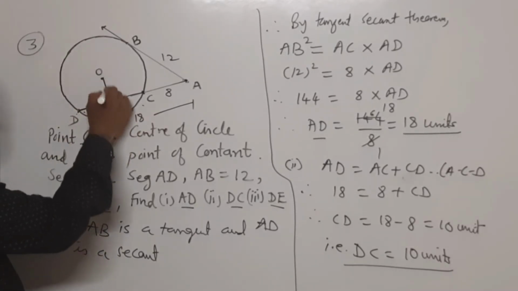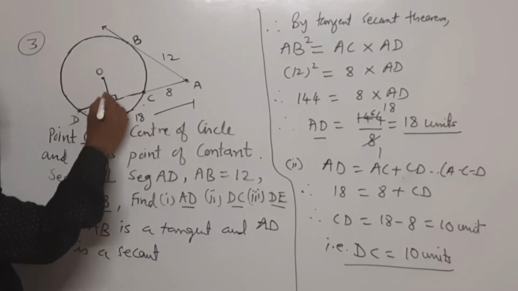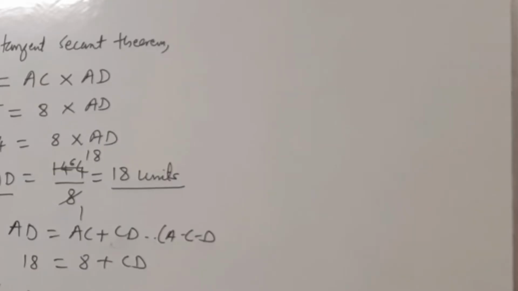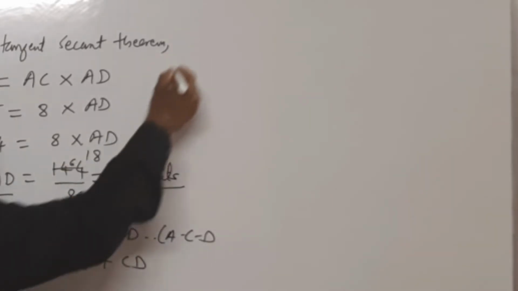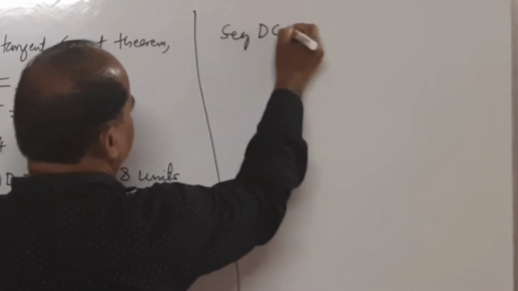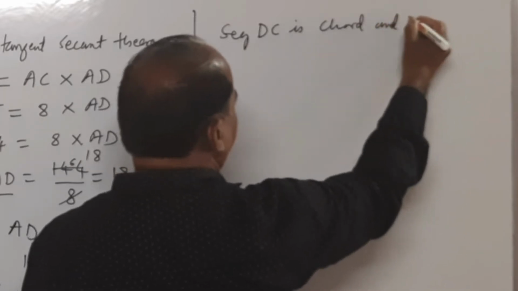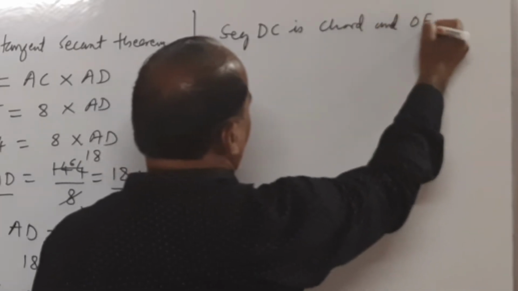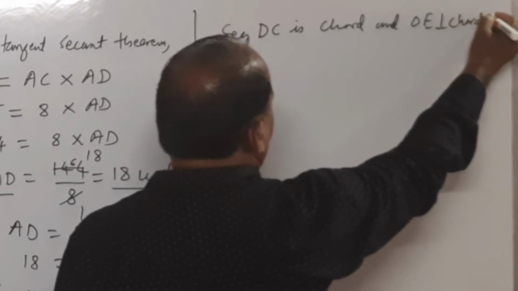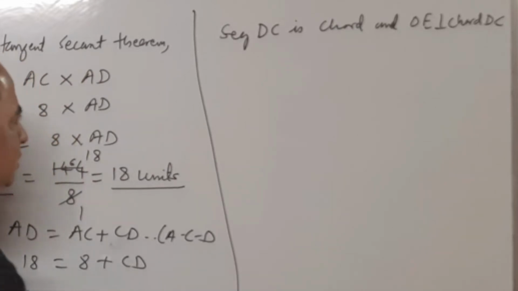Now here OE is perpendicular to the chord, CD is the chord, and a perpendicular drawn from the center of the circle bisects the chord. So DE is half of DC. So segment DC is the chord, and OE is perpendicular to chord DC.